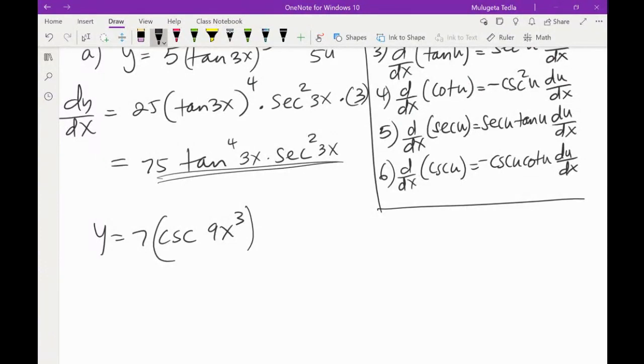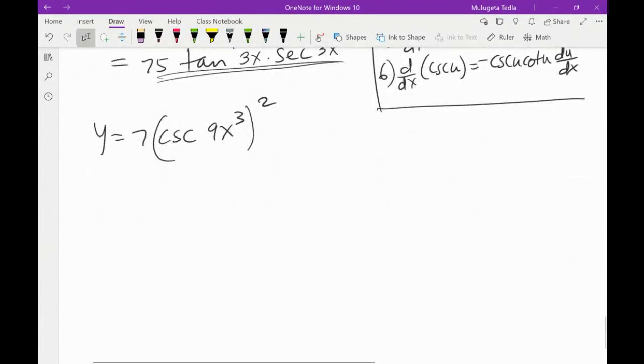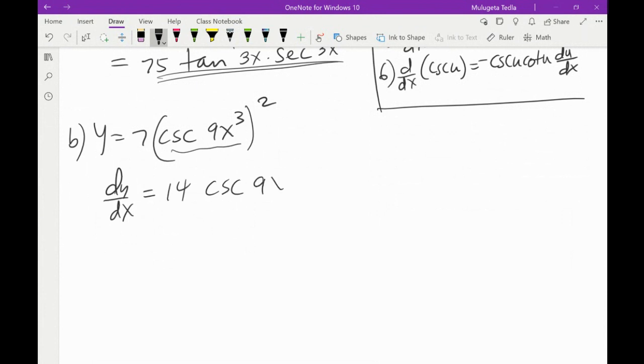So cosecant 9x cubed to the power of 2. All right. So dy by dx, this is well written. There is nothing you can do. You have your u here to the power of 2. Then apply the power rule. It's 14 cosecant 9x cubed, the inside function, times the derivative of the inside function.